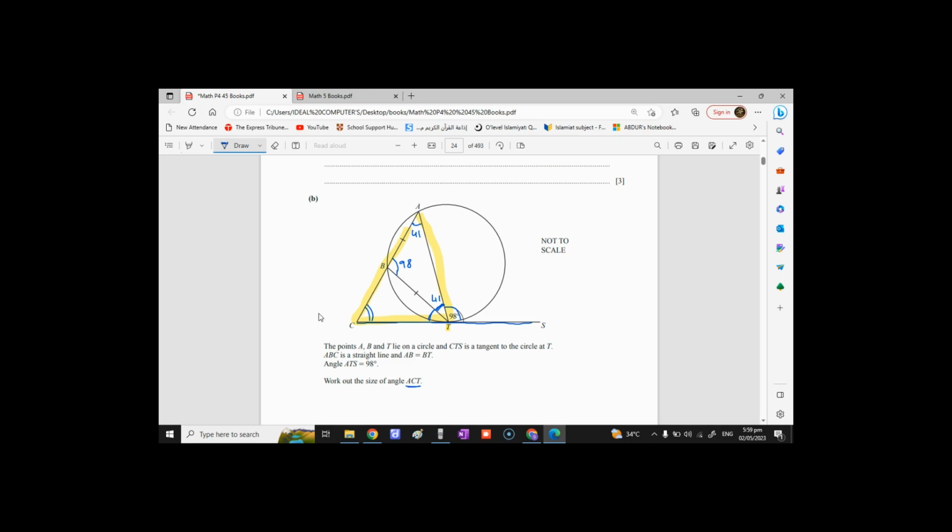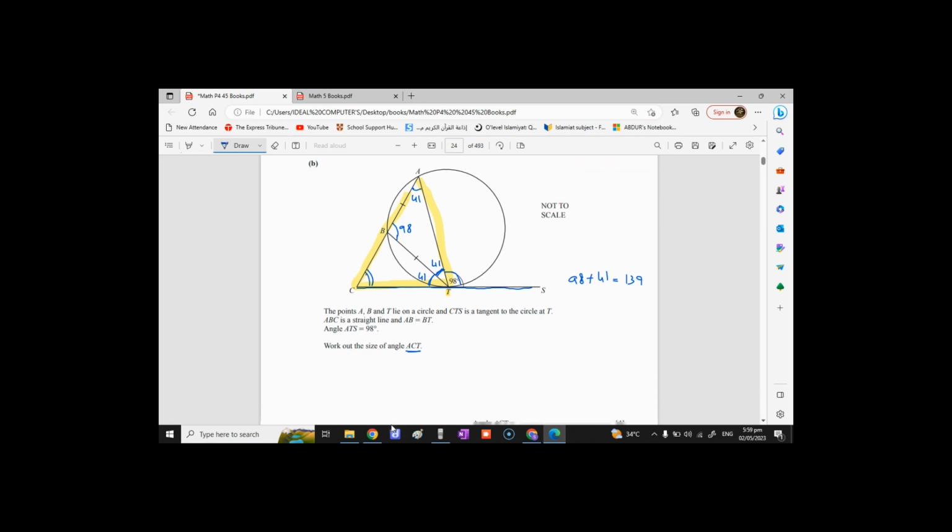Next is like we have 98 plus 41. How much is it? It's 139. So it means this angle should also be 41 degrees. Okay. So 41 plus 41 is 82. So in order to find this angle C, I need to add all these three angles. Angle C plus 41 plus 82 should be equal to 180 degrees. And then for angle C, I will subtract the sum of these two from 180 degrees.